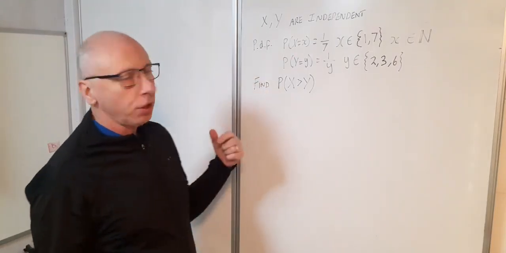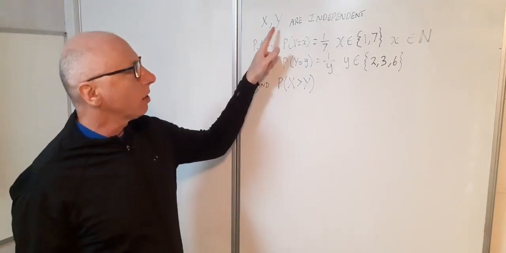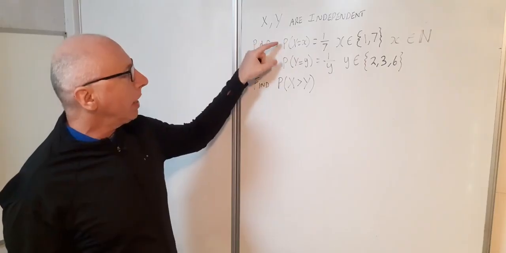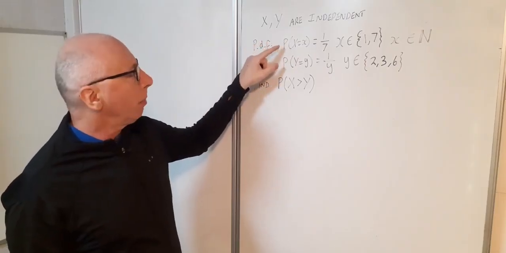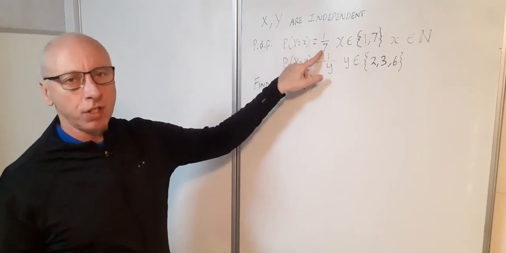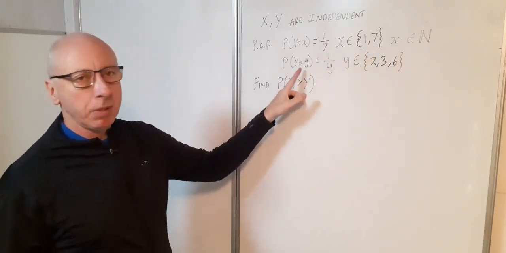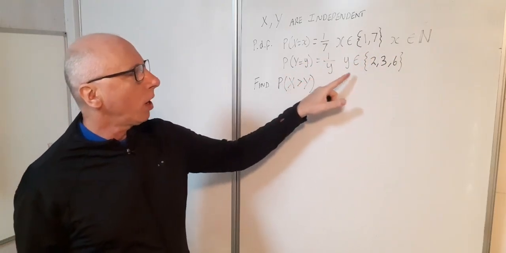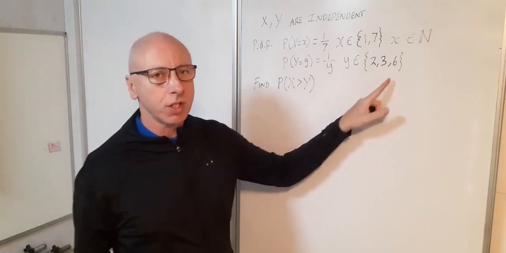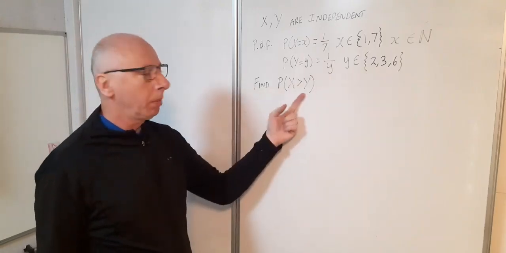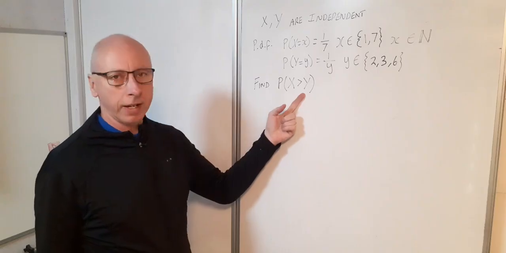So in this question, I've got two independent variables, x and y, and they've got PDFs that are a little bit similar. The probability x equals x is 1 over 7 for all natural numbers of x from 1 to 7. And the probability y equals y is the reciprocal of y, and y can only be 2, 3 or 6. We want to find the probability that x is greater than y.